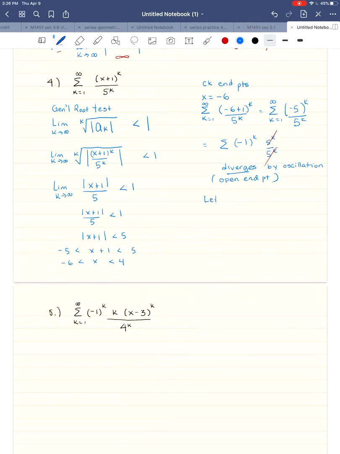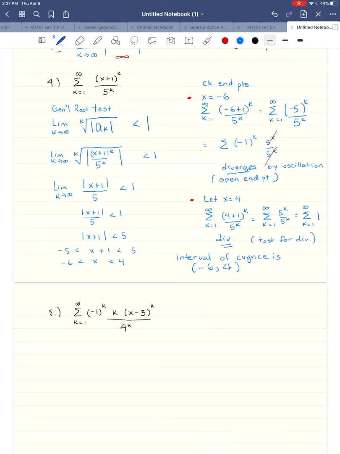Okay. Now let's let x equal 4. So I'm going to go back here and put 4 in for x. And you can kind of see before I even get it in there that that's going to diverge. So I get 5 to the k over 5 to the k. That cancels again. It just gives me a bunch of 1s added together. So that diverges because the limit doesn't go to 0. So our interval is going to be open. So our interval of convergence is the open interval from negative 6 to 4.